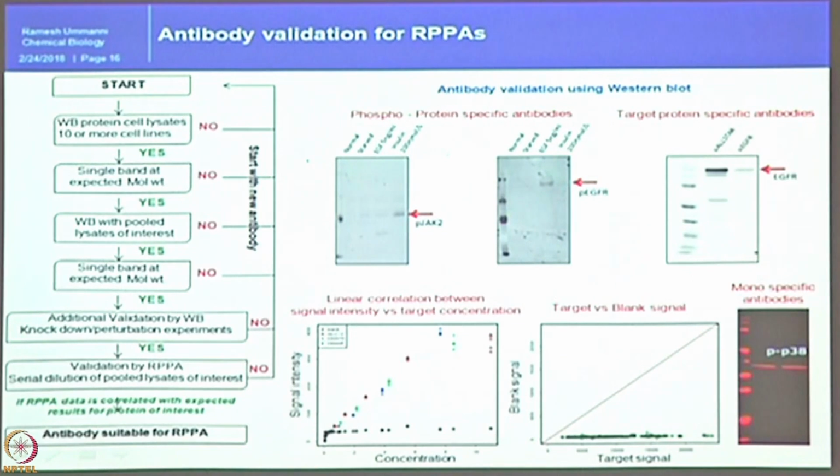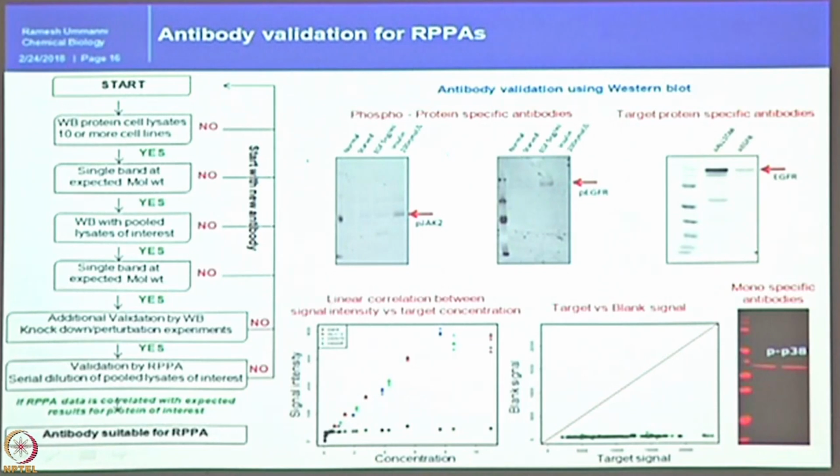We now have siRNA available for all the proteins expressed in the proteome. We buy the siRNA, downregulate them, transfect the cells, make the lysates, and run them on a Western blot, to see whether this antibody is really detecting the downregulation or not.